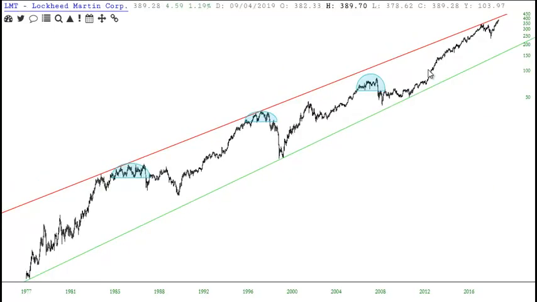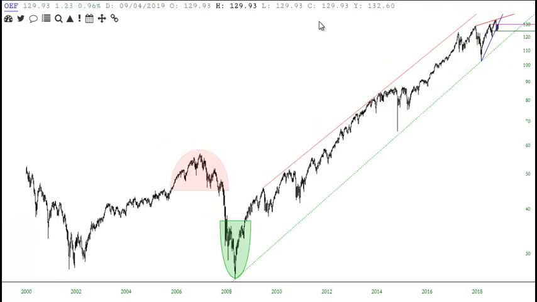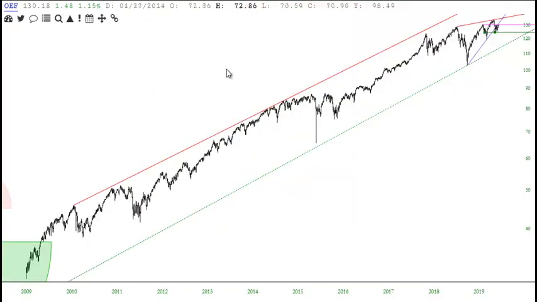Lockheed Martin, LMT, as with FedEx, not quite perfectly parallel, but still quite useful. And we're approaching the peak on this one, what would be resistance. This is the ETF for the S&P 100, symbol OEF. The red line showing resistance, the green line showing support.